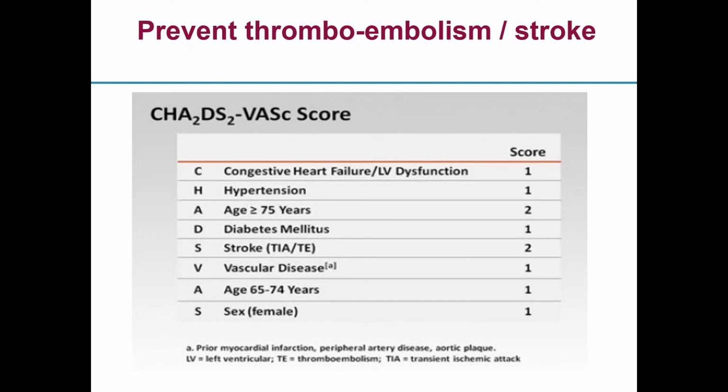So if it doesn't matter anything else, if you're older than 75 and you've got atrial fibrillation, according to the HAS-BLED score, you should be anticoagulated. Then we've got diabetes, and then the next one is very important: a prior stroke. So if you've already had a stroke, then that's an indication in its own right to be anticoagulated.